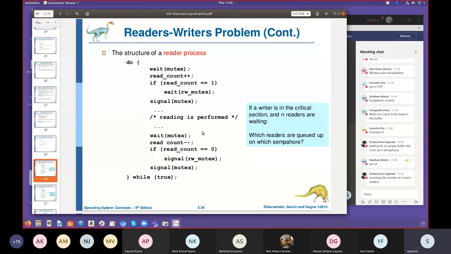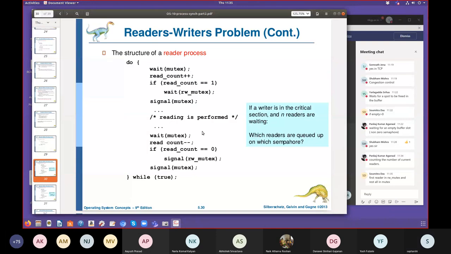Yes, Pankaj has the answer. It's basically, think about it, but possibly it is keeping a note of how many readers actually want to read the shared data. Okay, so I hope that part is clear. What is the role of read_count?